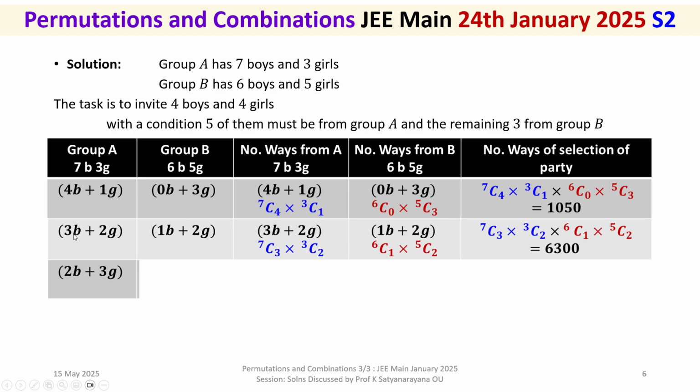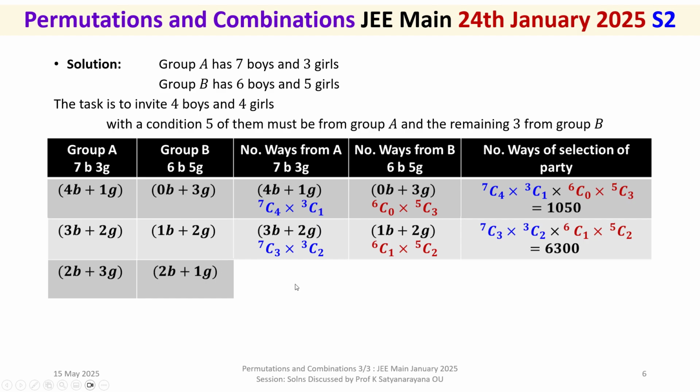Next choice, 2 boys plus 3 girls, 5 from group A. Thereby 4 boys plus 1 girl, 3 girls plus 1 girl, 4 girls, 2 boys plus 1, 3 from group B. 5 from group A, 4 boys are there and 4 girls are there.